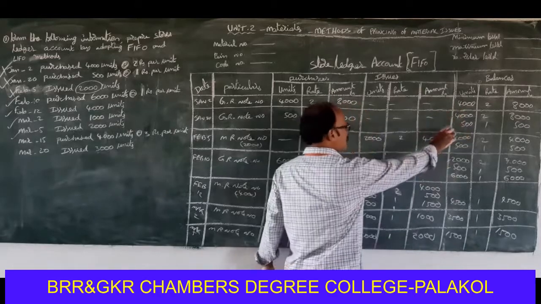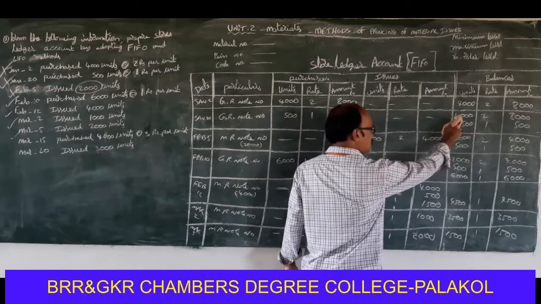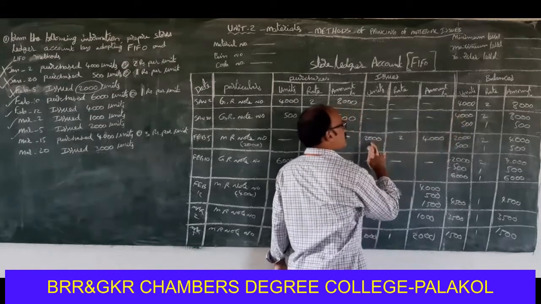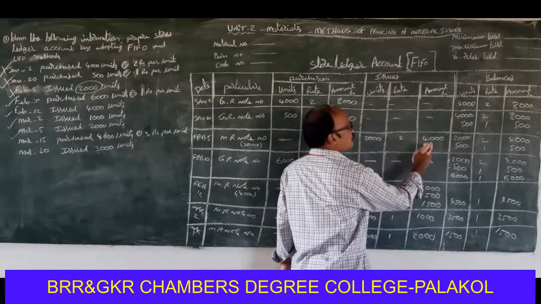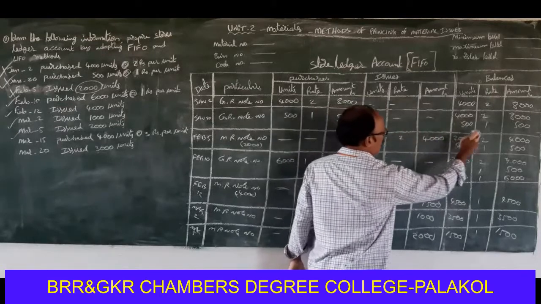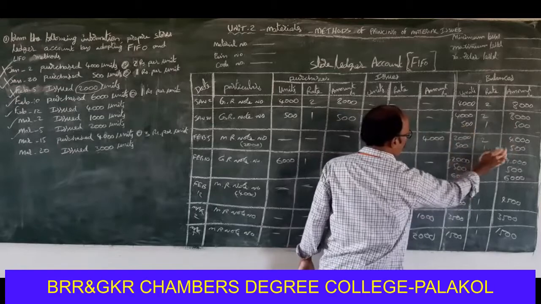So the 2,000 units must be released from this, because it is the one received first. That's why 2,000 units into 2, at the rate of 2 rupees per unit. 2,000 into 2, 4,000. 4,000 minus 2,000, 2,000. 8,000 minus 4,000, 4,000. Okay, 500 into 1, 500.